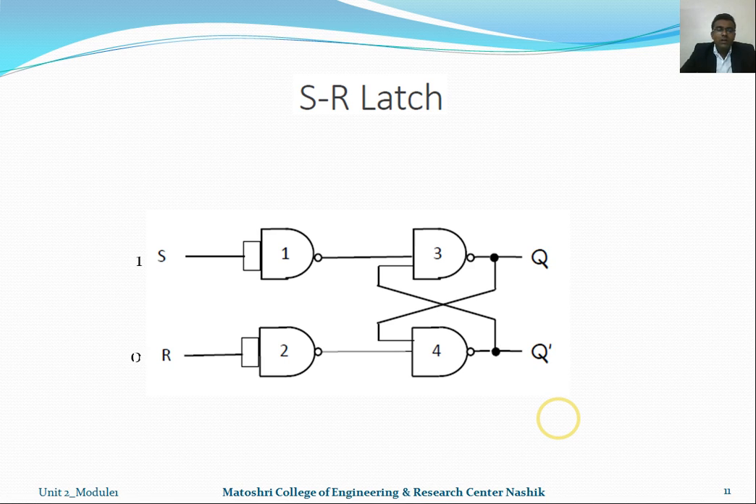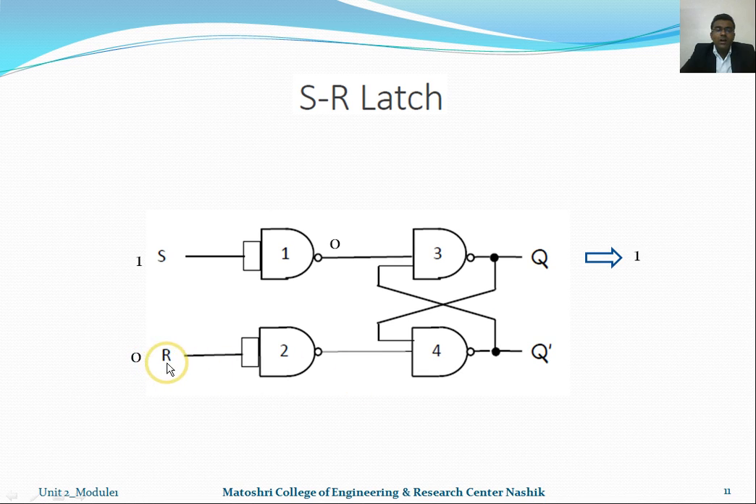S value is 1, R value is 0, irrespective of the previous output; any output you can assume. When S is 1, the first NAND gate generates the output 0, and irrespective of the Q complement value, if any one input of a NAND gate is 0, it generates the output 1. So the value of Q is now 1. This Q is cross-coupled and connected to the input of the fourth NAND gate.